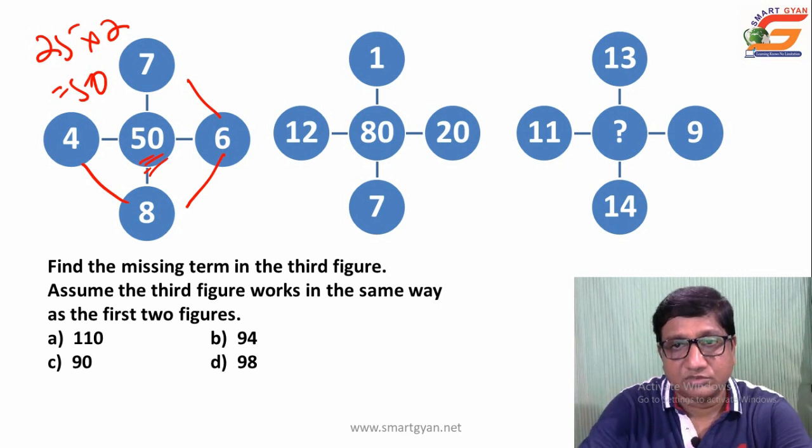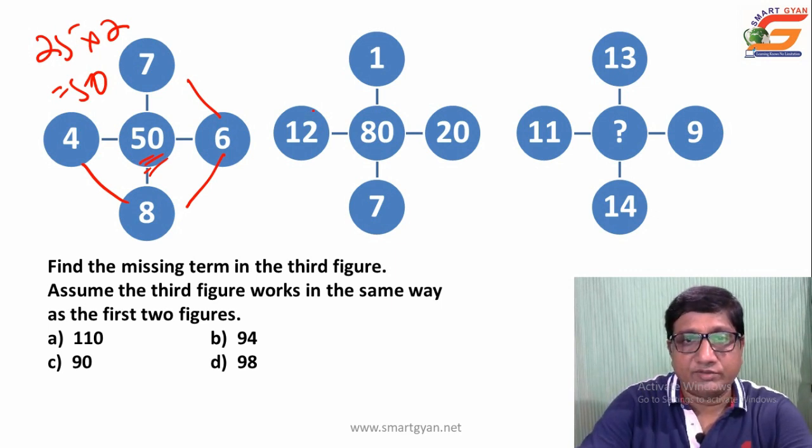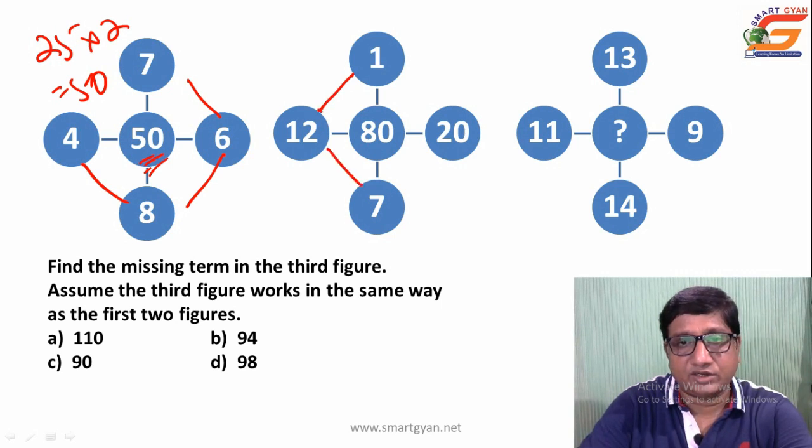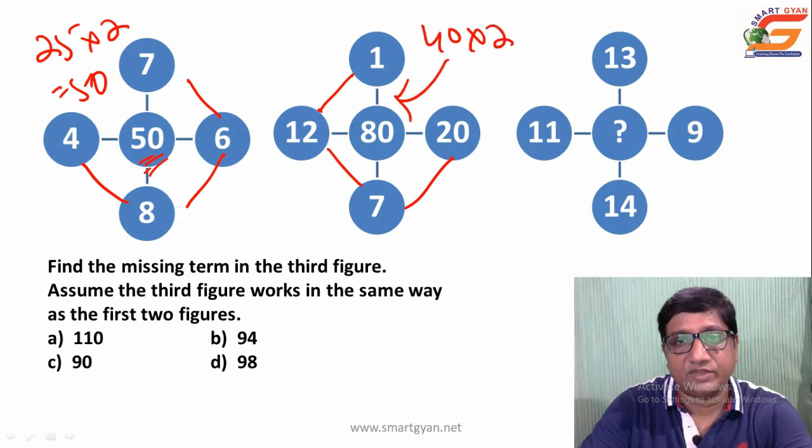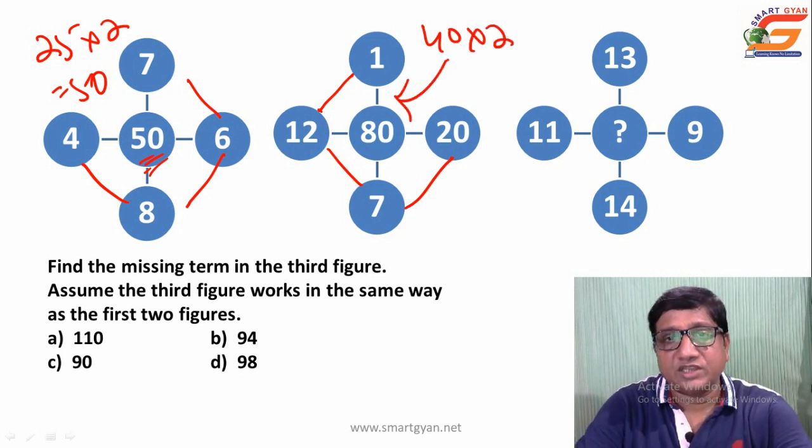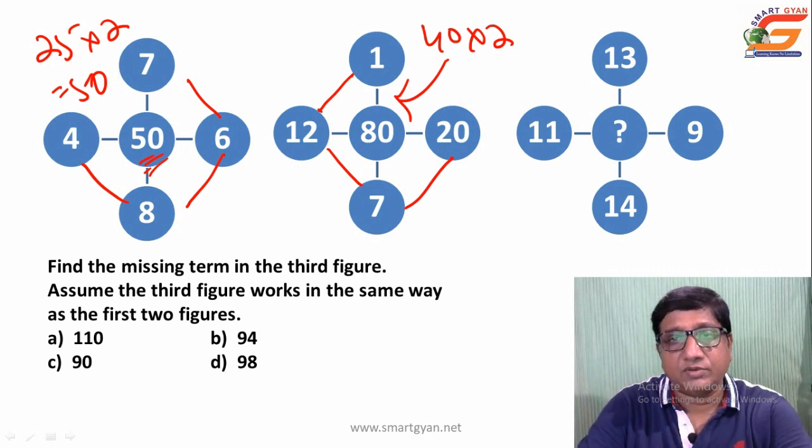Is it possible? 12 plus 1 is 13, plus 7 is 20, plus 20 is coming to be 40. 40 into 2 is 80. Yes, 40 into 2, 80 it is coming. So the central or resultant figure is twice the sum of the outer figures.